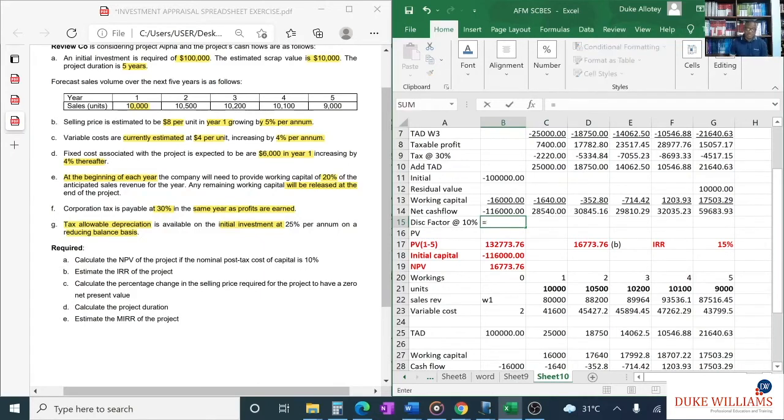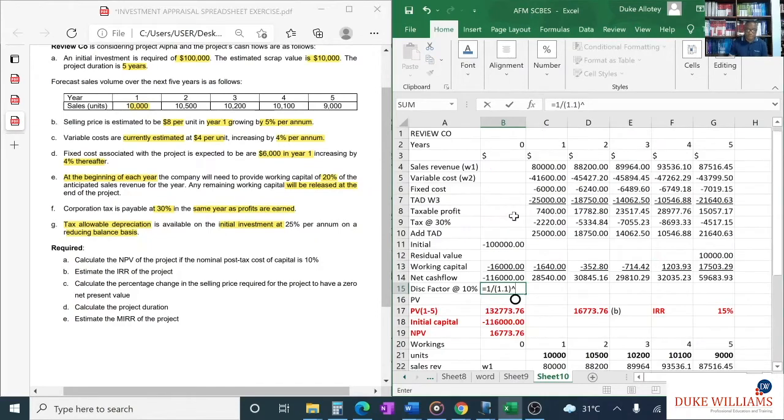So yes, the discount factor is 1 over 1 plus r to the power n. So I'm going to do 1 divided by 1.1, which is 10%, raised to the power, and I'm referencing this. That will give me 1 anyway because it's year 0. But when I stretch it forth, that can give me that.